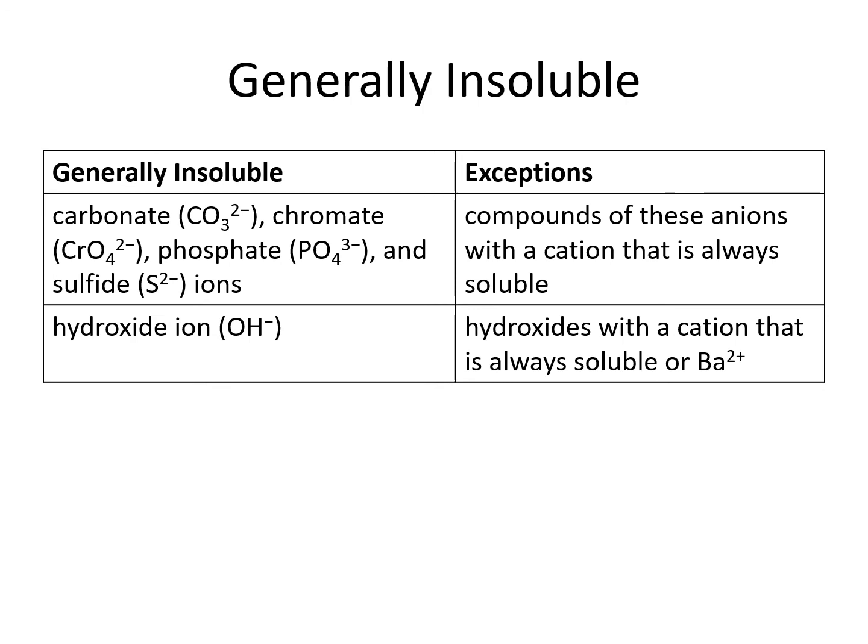The hydroxide ion, which has -1 charge, is also usually not soluble. But if it's with one of the cations that's always soluble, or the barium 2+ ion, then it will be soluble. For the ones that are generally soluble or generally insoluble, I will provide the table for you, and you will just need to interpret it. But for the ones that are always soluble, you need to memorize those.